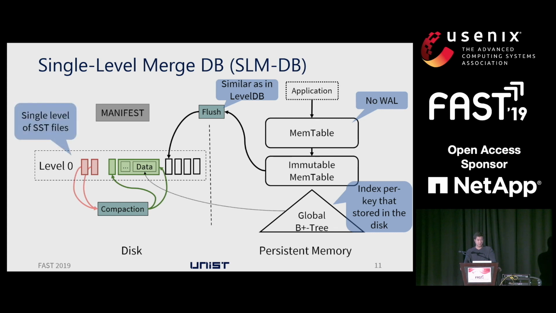As I said, we only have a single level of sorted string table files. For the compaction, we selectively pick some of the files from our single level, merge them together, and put them back into the level.